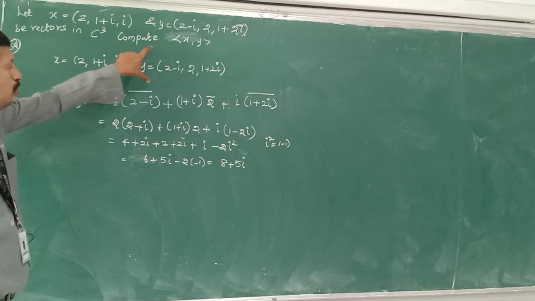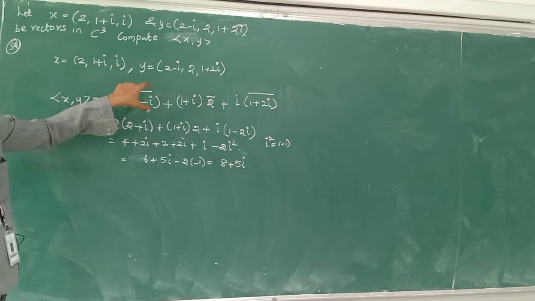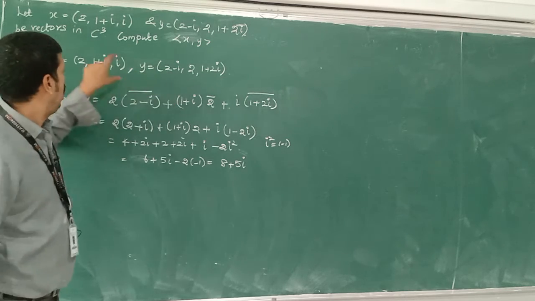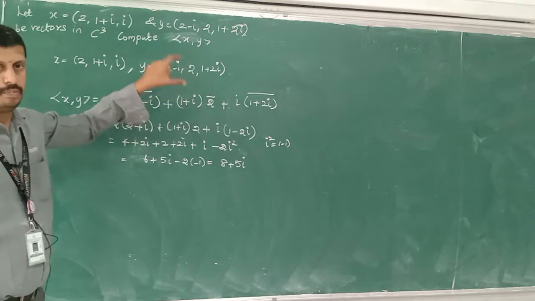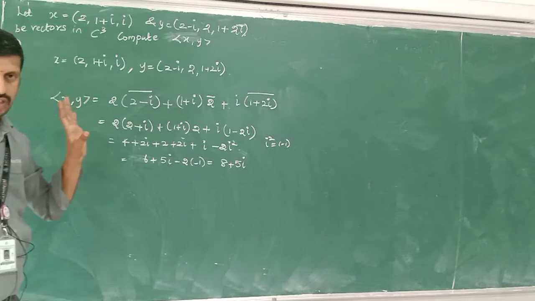So this is x, this is y, and with respect to the inner product you take the bar of the y terms, that is, 2 and the conjugate of (2 minus i), and so on. This is the problem which we have discussed.